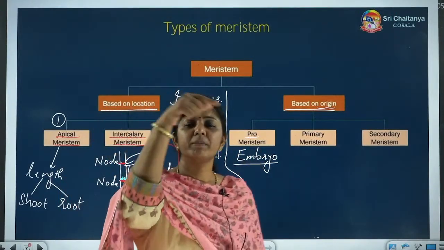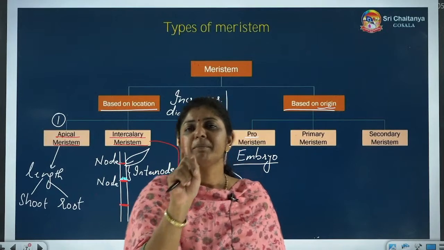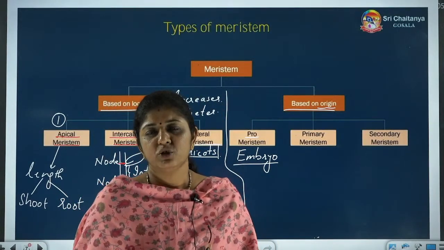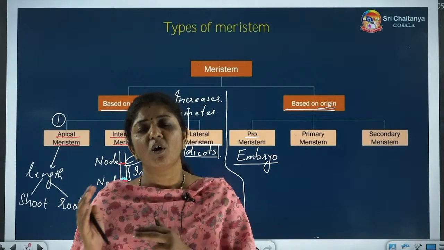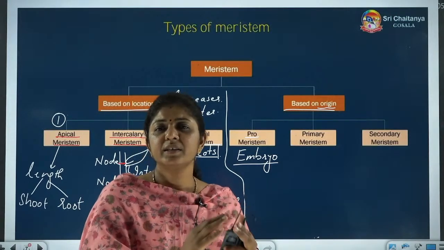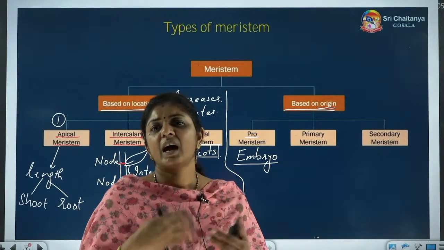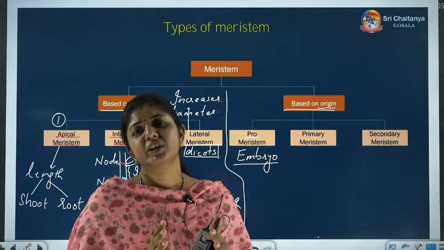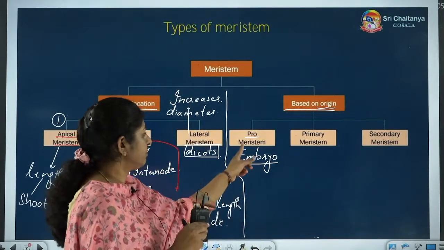Pro means from the first, from the beginning. Simply, the meristem is the word I am telling you, which keeps on dividing and dividing. So promeristem means what is already there in the young stage, in the embryo stage, and starts dividing from the embryo stage only. That cluster of cells which are making the embryo, you call it the promeristem.